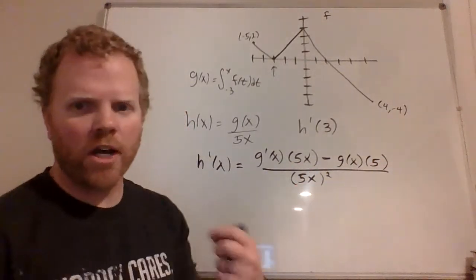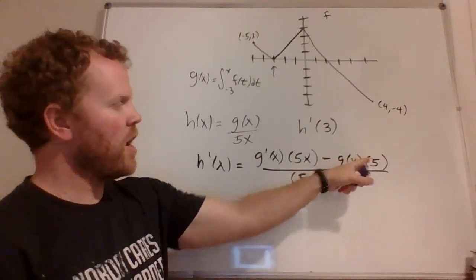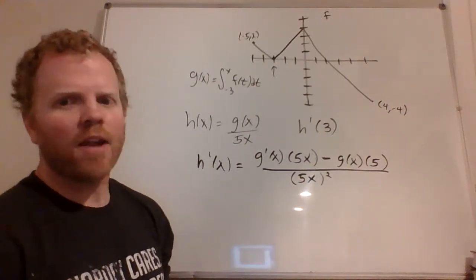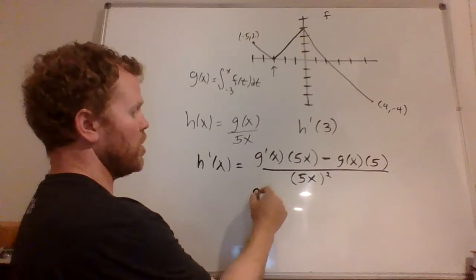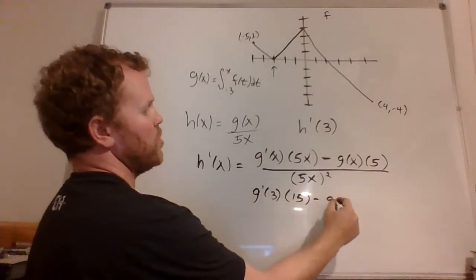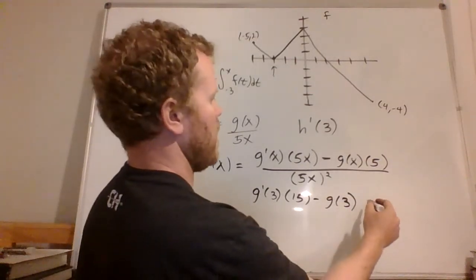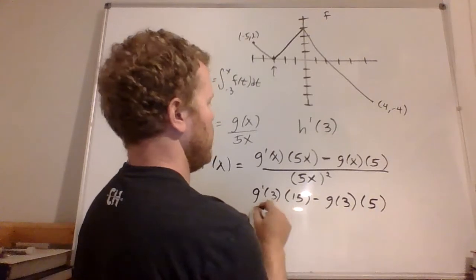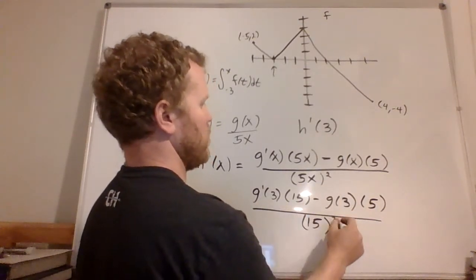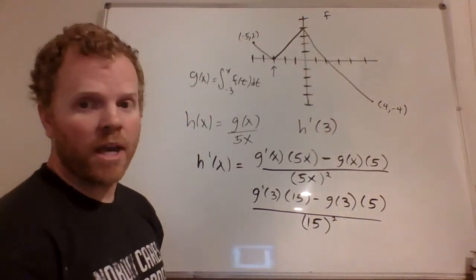This should just be a quick little quotient rule where you do your u prime v minus your u v prime divided by v squared. And now we just plug in 3, and whatever we get, we get. So we want g prime of 3 times 15 minus g of 3 times 5 over 15 squared. And whatever we get, we get.